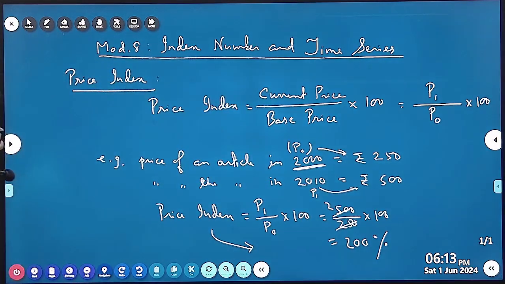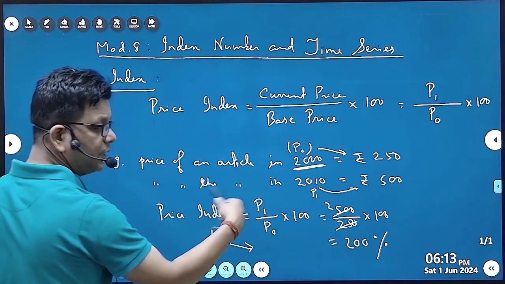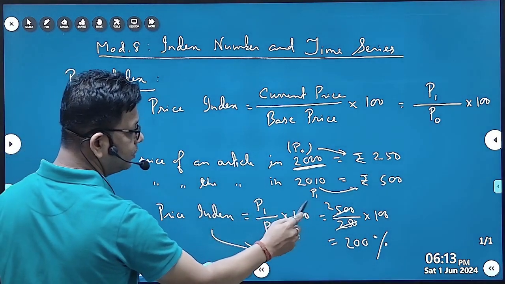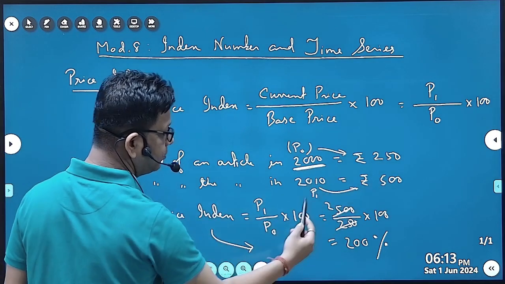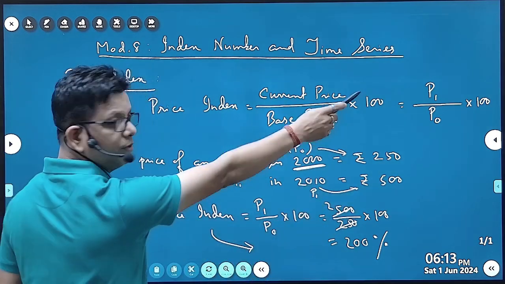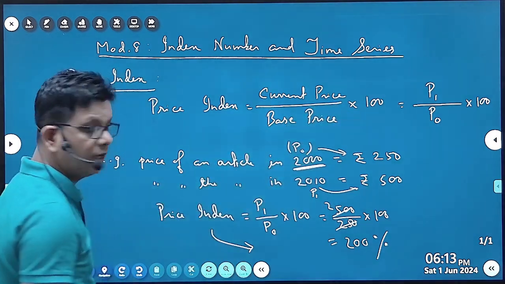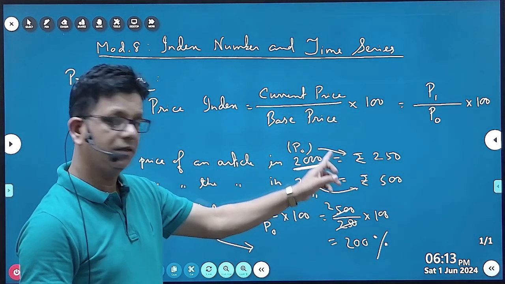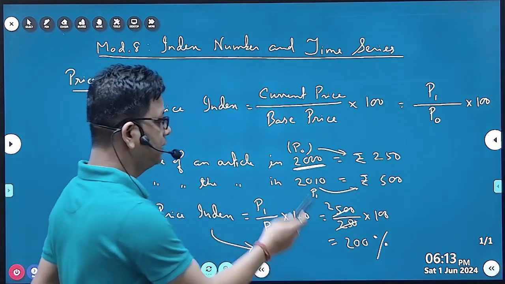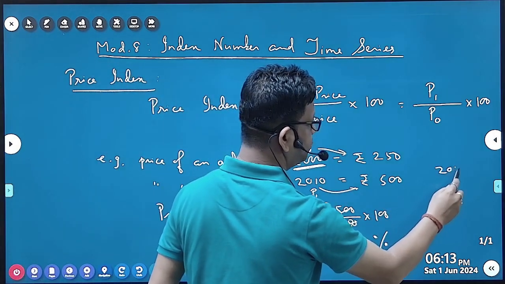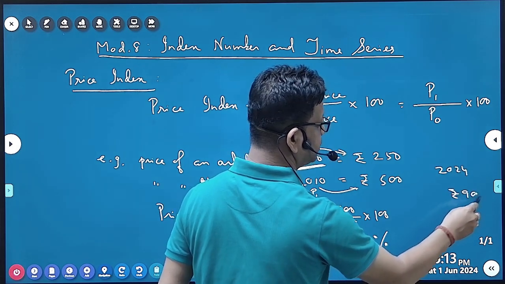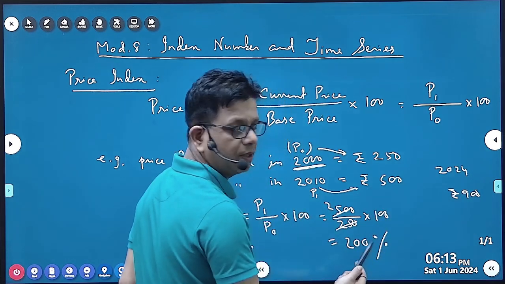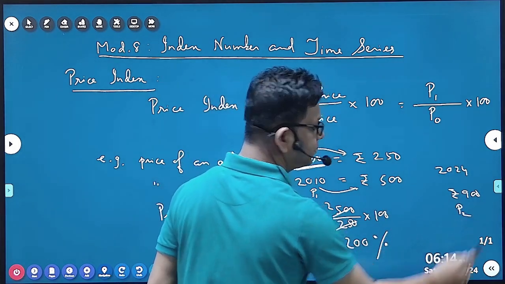Getting it? Now suppose the same item is given for 2024, which I didn't give here. If in 2024 it is 900 rupees, then 2024 we will take as the current one, but the original, the base, will be 2000. In that case, if the price has become 900 rupees, we don't take P1 again, we can take it as P2, current.